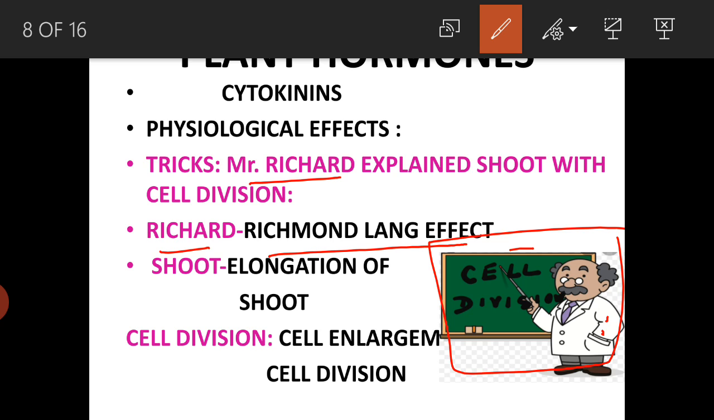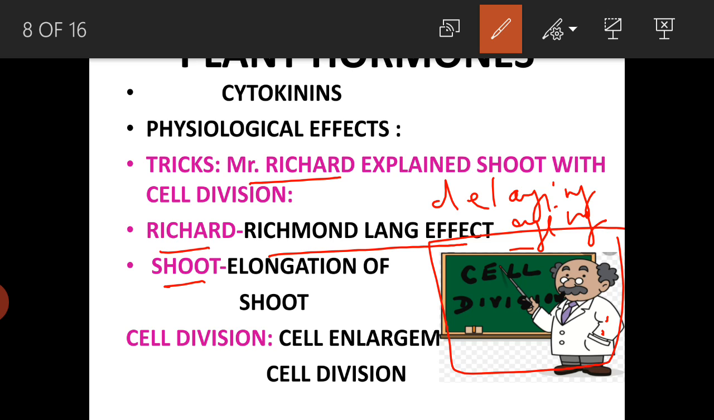The Richmond-Lang effect is that when cytokinin is produced, this hormone delays the aging process in the plant. During this prevention of aging, the protein present will not undergo degradation, nutrients will be mobilized, and the chlorophyll pigments will not undergo degradation. Hence aging and the falling of leaves are completely prevented in the presence of cytokinin.